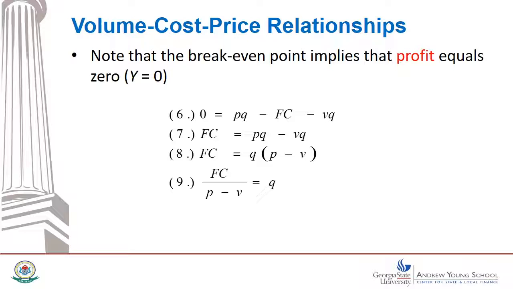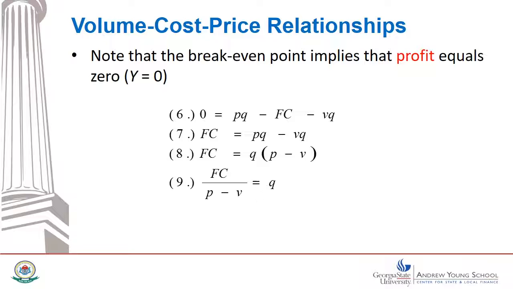Equation 7 is just moving the prior equation around using algebra to solve for fixed costs. Therefore, this equation now shows that fixed costs are equal to the product of price times the quantity, then minus the product of variable costs times the quantity. Equation 8 moves the prior equation around to say that fixed costs are equal to quantity times the result of price minus variable costs.